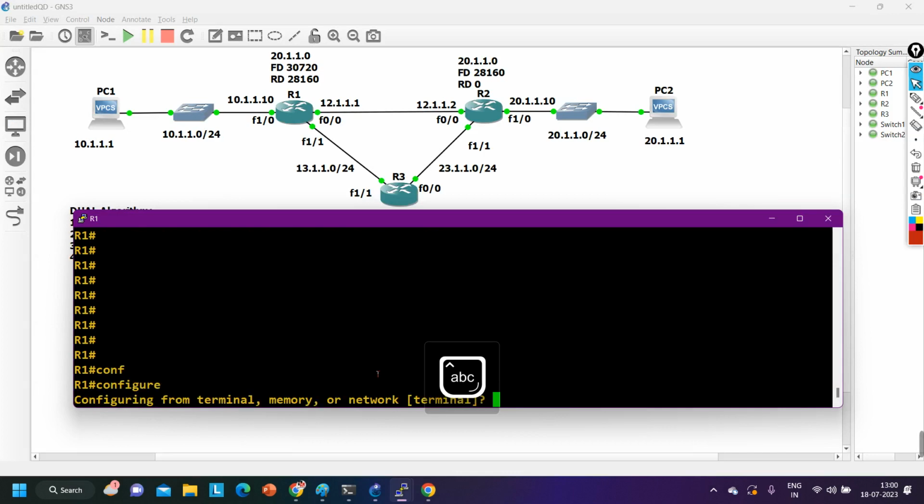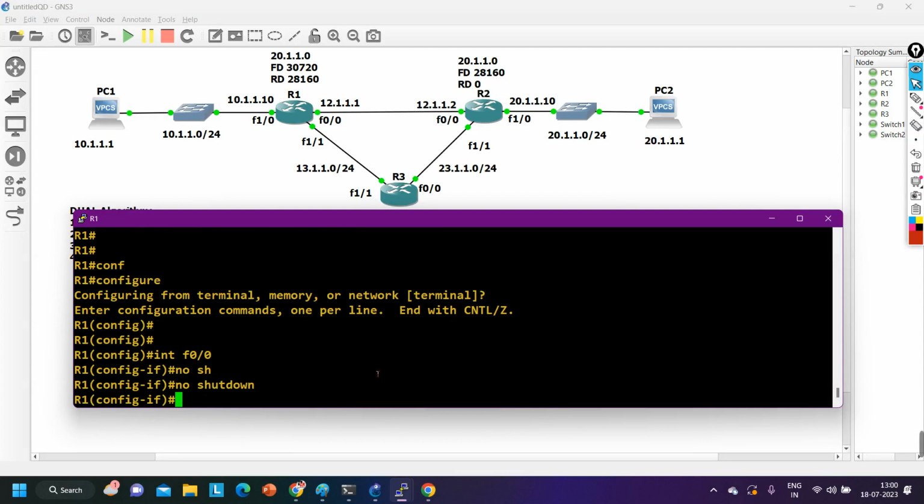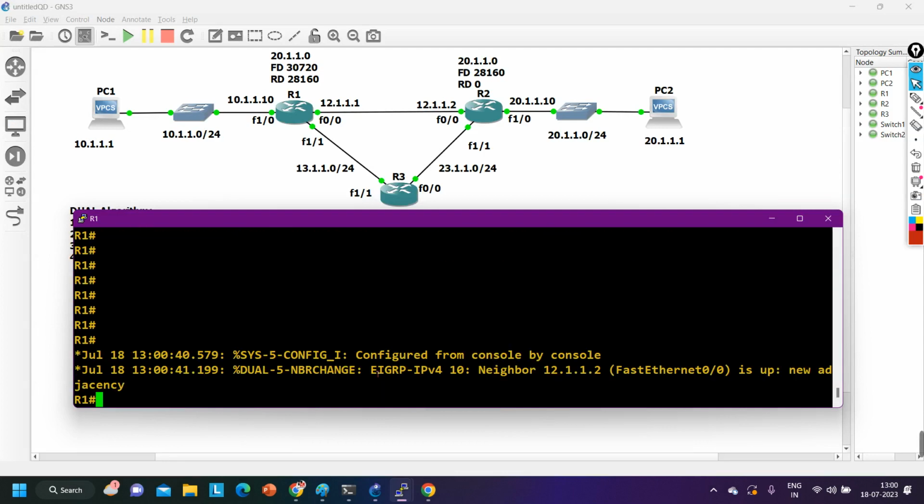Again, I am going to bring up interface F0/0. Is it important to learn this? It is important to understand the EIGRP topology table: how many prefixes a router installs in its topology table, and which type of prefixes. By default, it installs two prefixes, successor and feasible successor. But there is one feasibility condition; this is the only concept.